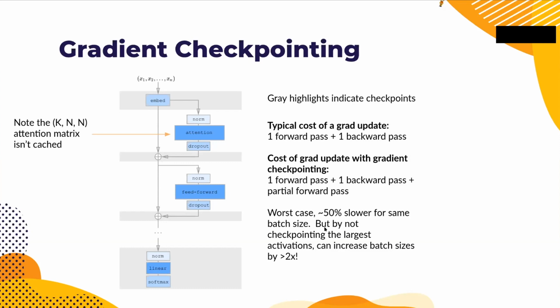But oftentimes we can more than halve our memory cost. And by more than halving our memory cost, we can more than double our batch size. And by increasing our batch sizes by more than a factor of 2, we can sometimes actually see speedups, even though we're doing more computation per update.